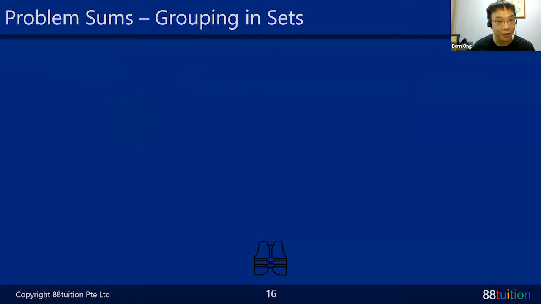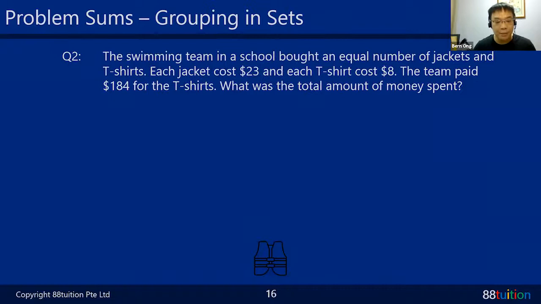All right, come. Let me explain to you this question. The swimming team in a school bought an equal number of jackets and t-shirts. So, means that what? Every person, right, because the swimming team needs a jacket and a t-shirt, right? You cannot have somebody got t-shirt, then somebody no jacket. Not fair, what? Correct or not? The number of swimmers must be down there, and each swimmer must have a jacket and a t-shirt. Correct or not? All right?